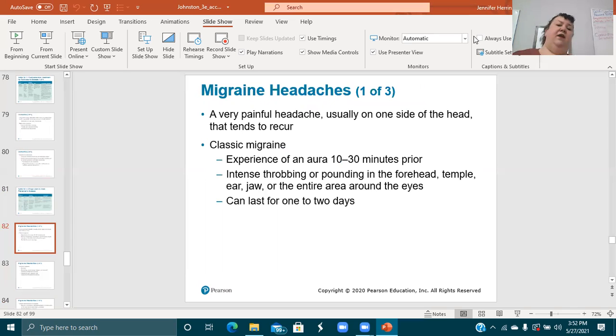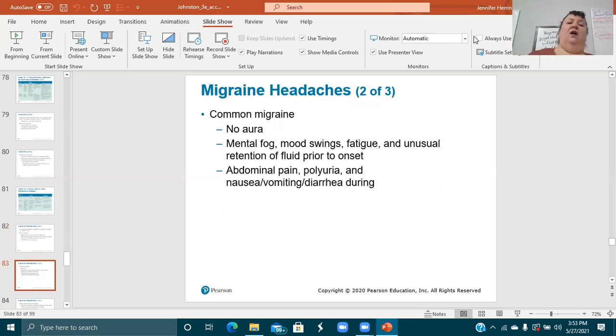Migraine headaches are very painful headaches, usually on one side of the head, that tend to recur. A classic migraine can include the experience of an aura 10 to 30 minutes prior, intense throbbing or pounding in the forehead, temple, ear, jaw, or the entire area around the eyes. And this can last for 1 to 2 days. A common migraine usually is not going to have an aura. There may be a mental fog, mood swings, fatigue, and unusual retention of fluid prior to the onset. There may also be abdominal pain, polyuria, and nausea, vomiting, and or diarrhea, and any combination thereof throughout the migraine.